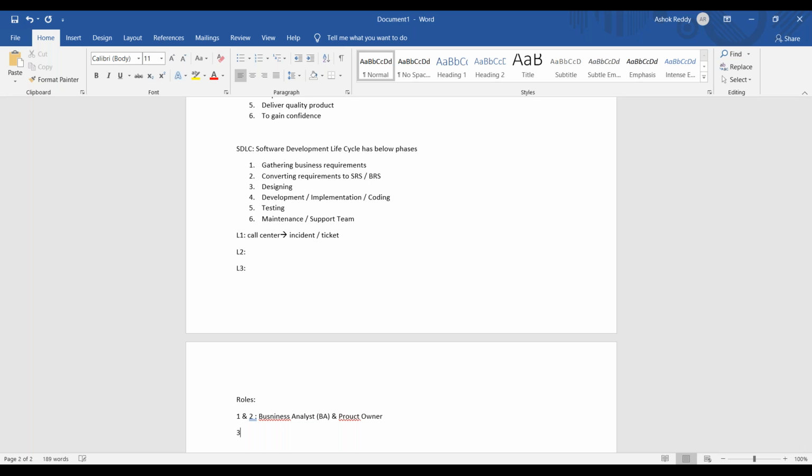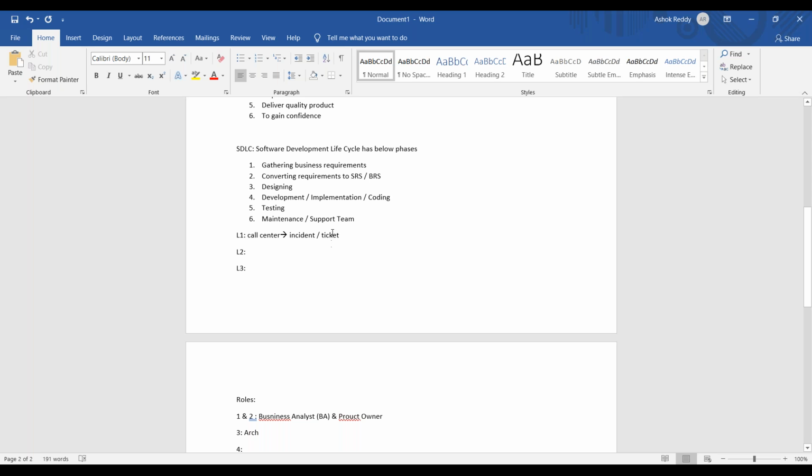So the designing, point number 3, architect. Architect is the guy who is going to take that particular role. Architect is the senior most guy in the IT industry. So he or she is the guy who is going to take care of the designing.